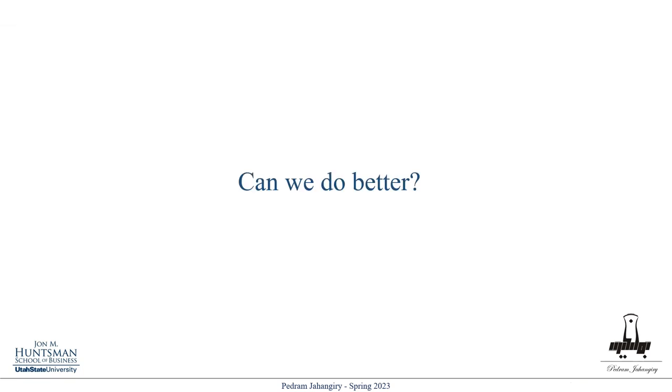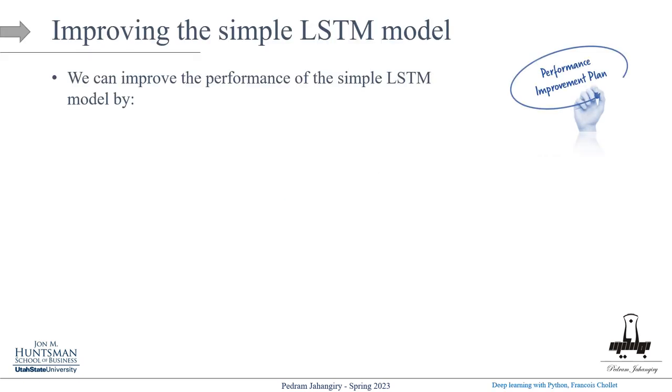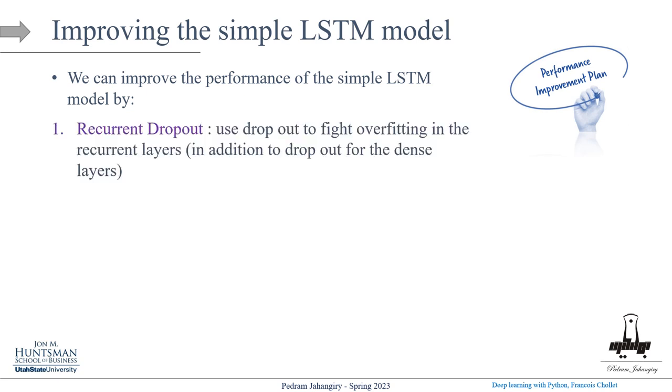Okay, so can we do better? Can we improve our simple LSTM model? Let's see what the solutions are. We can improve the performance of the simple LSTM by doing the following. The first solution is recurrent dropout. This helps the model avoid overfitting, because remember, in our previous example, it seems that using the LSTM layer overfit the data right from the first iterations. So we are going to add recurrent dropout. This is in addition to the ordinary dropout that we apply to the dense layers. Basically, we are going to use dropout to fight overfitting in the recurrent layer. But the concept is the same.